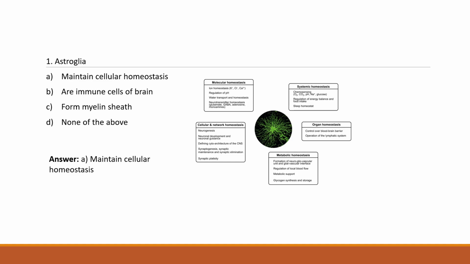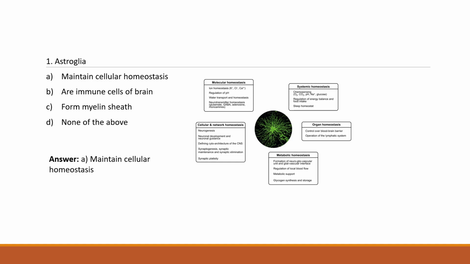So these are these two interfaces. And here you can have the regulation of your blood flow, your metabolic support from other signaling, and your glycogen synthesis, storage, etc. So your neurogliovascular unit and your glial vascular interface. Then it also helps in cellular and network homeostasis.